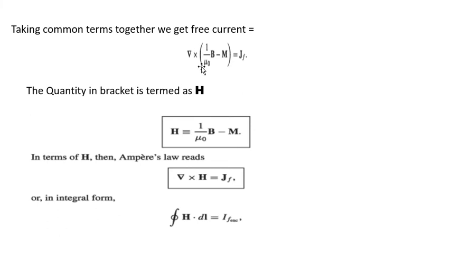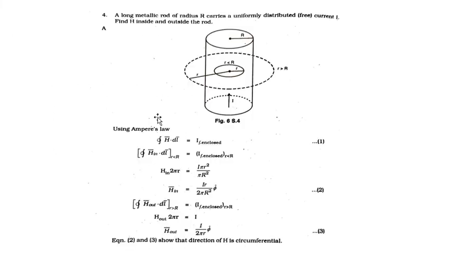The quantity in this bracket, 1/mu_0 B minus M, is known as the auxiliary field, or H. Ampere's law for H states that the curl of the auxiliary field H is equal to the free current. We can write this in integral form: the closed loop integral of H dot dl gives the total free enclosed current.